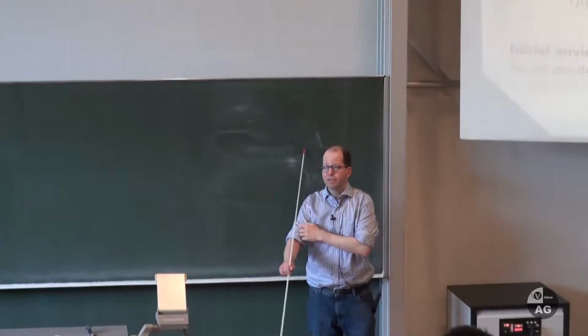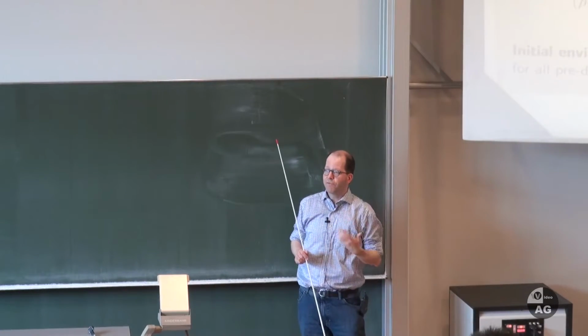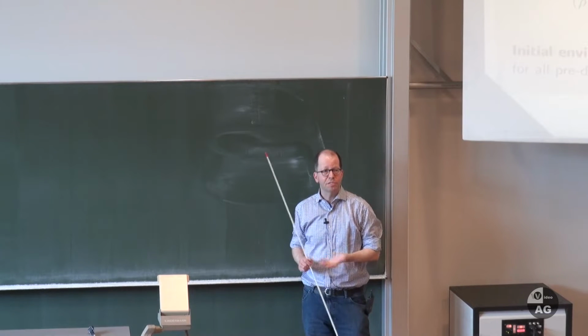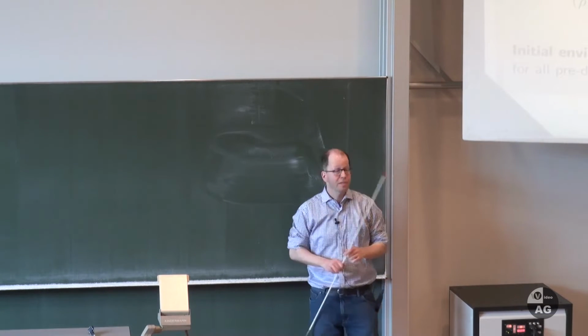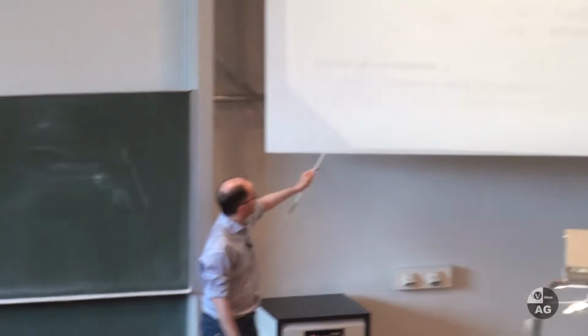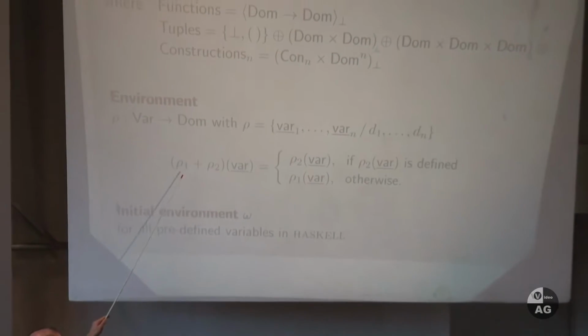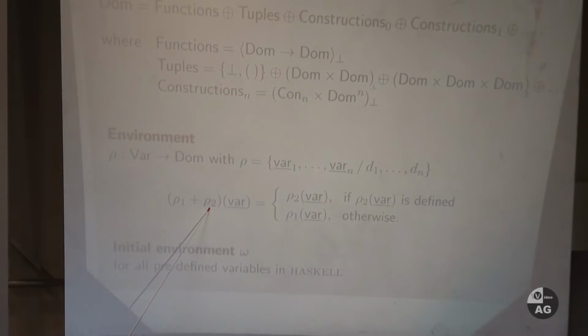And sometimes it is necessary to modify environments because, well, we have already defined some variables, but some other variables are still undefined. To express this, we use the addition operation. And this means this is the environment rho 2, but updated by the new environment rho 1. And this is defined as follows. This new environment should do the same thing as rho 2 whenever rho 2 is defined. And only if rho 2 is undefined, then it should behave like rho 1.